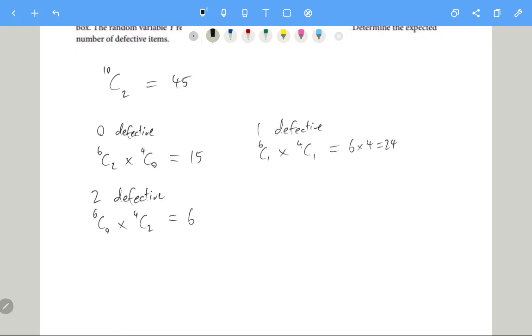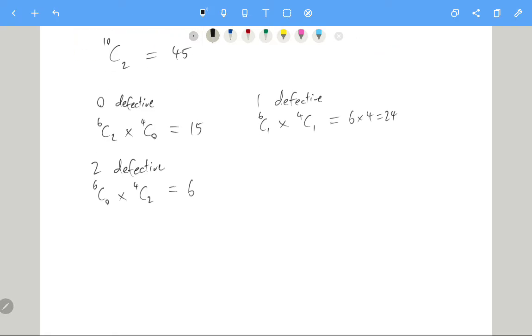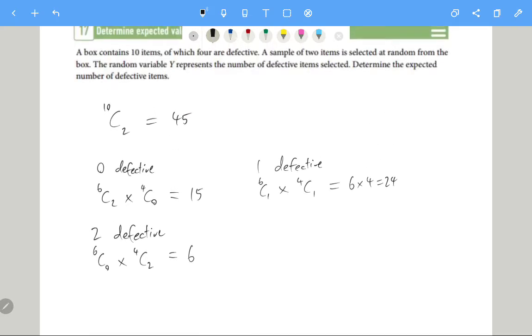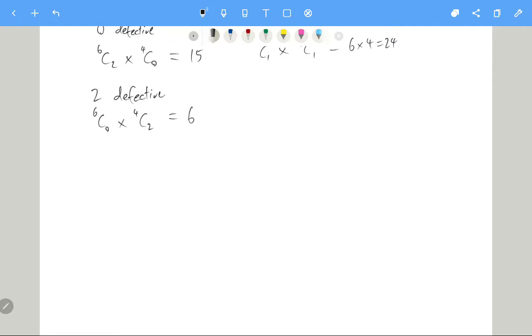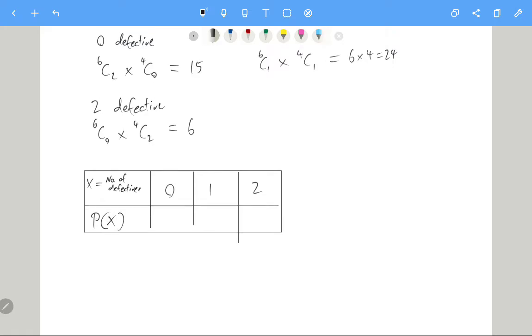Alrighty, so now that we know how many outcomes we have, and you can double check by adding that all 3 of these add up to 45, which they do, now I can write this as a distribution table. So let's have X be the number of defectives and let's put in our different probabilities we worked out. So this is the probability of X. So we either get 0, 1, or 2.